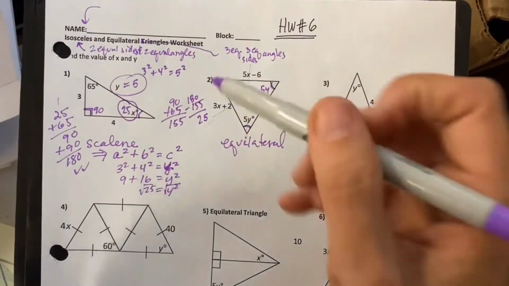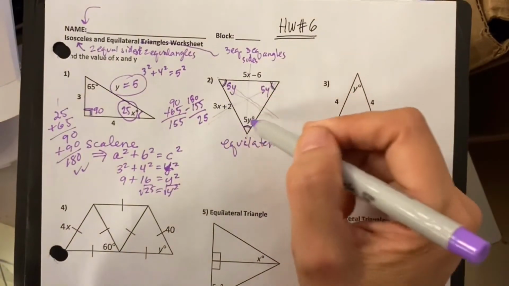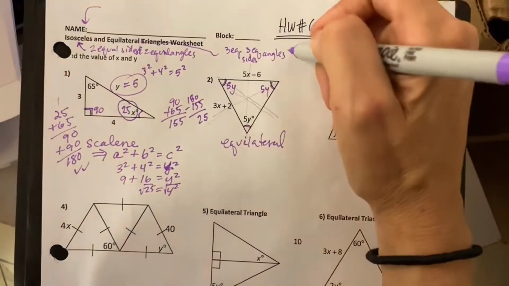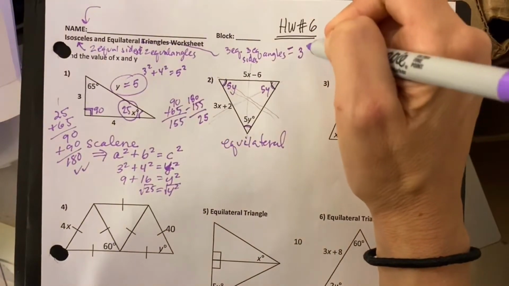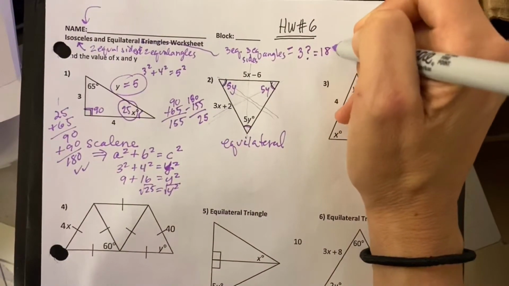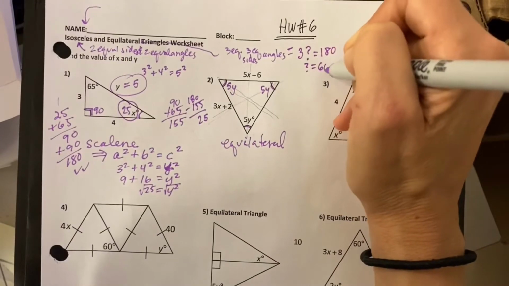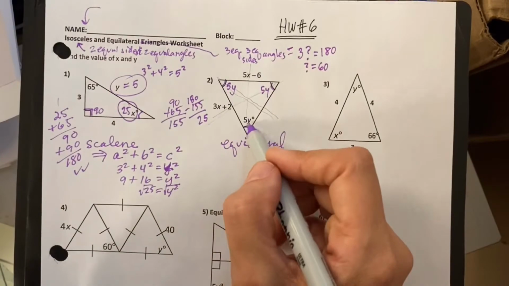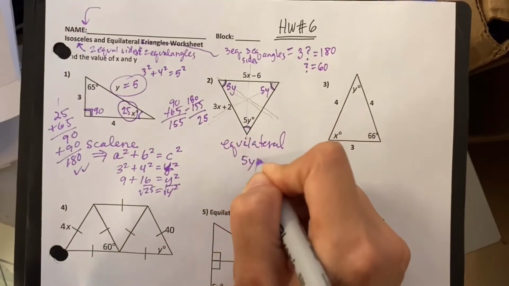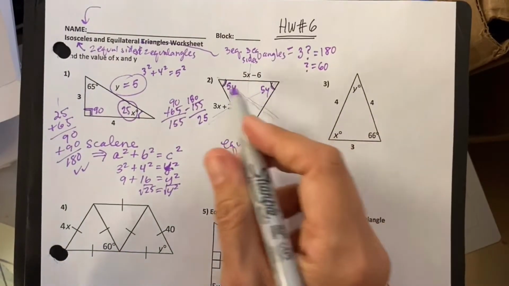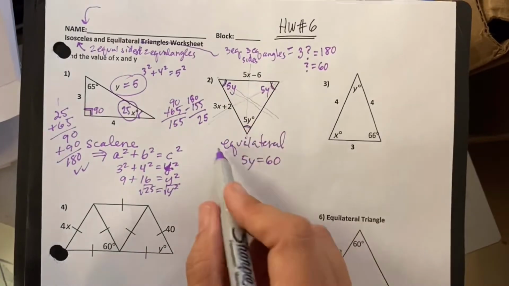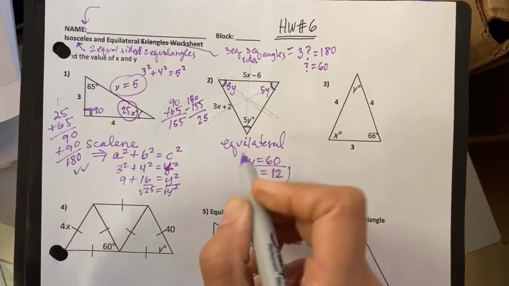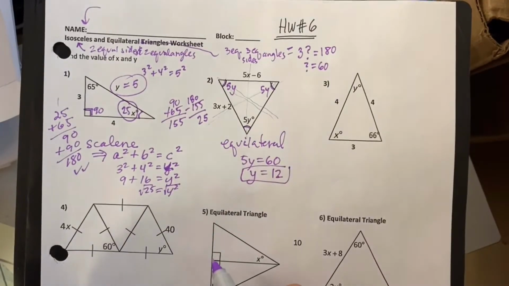But you might be thinking, well, great, I don't know what this is though. So there's a couple ways to answer this. But remember, if all 3 angles are equal, 3 times the mystery angle has to add up to 180. So the mystery angle has to be 60 because 3 times 60 is 180. So we know that 5y has to equal 60 because 60 is the measure of every angle in an equilateral triangle. So y here would have to be 12 because 5 times 12 is 60.